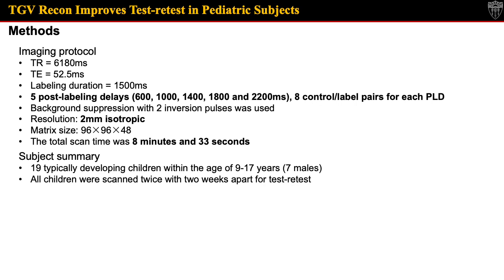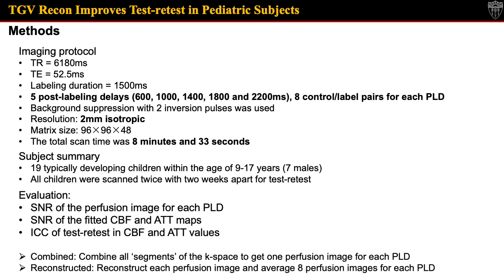We scanned 19 young subjects aged from 9 to 17 years old with test and retest scans that are 2 weeks apart. We evaluate this method by first calculating the SNR of the perfusion image for each PLD, and also the SNR for the fitted CBF and ATT maps. And finally, we calculate the ICC of test-retest in CBF and ATT values.